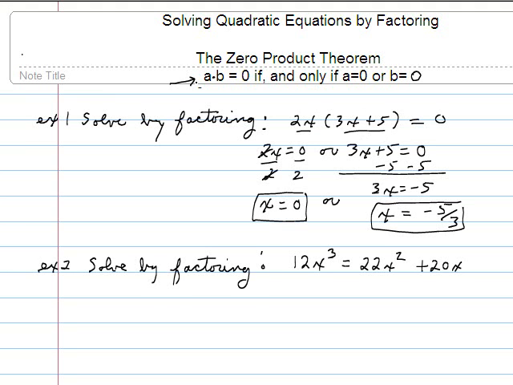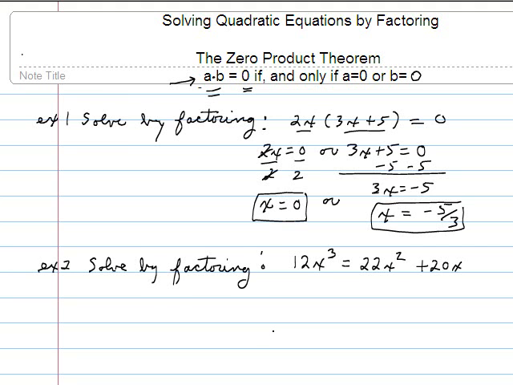In most of the problems that you're asked to solve by factoring, this will not be the case. You will have to make the 0 and you will have to make the product. So let's take a look at example 2. It says solve by factoring 12x cubed equals 22x squared plus 20x. In this problem, there is no 0 on one side and there is no product on the other side. So it's up to us to make both.